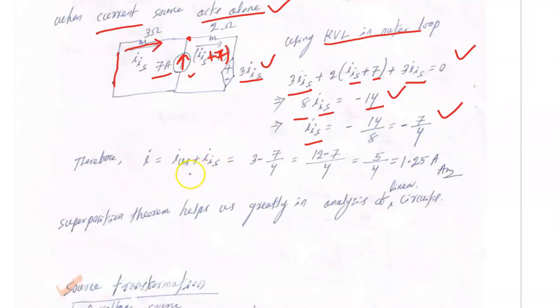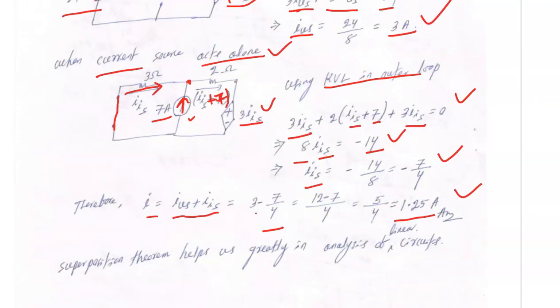So now when both independent sources are active, the total current will be the algebraic addition of the individual responses, that is 3 and minus 7 by 4, that is 5 upon 4, and you get 1.25 ampere. So you can see that in this question the superposition theorem helps us greatly in the analysis of a linear circuit. I hope this theorem is clear with 3 examples.